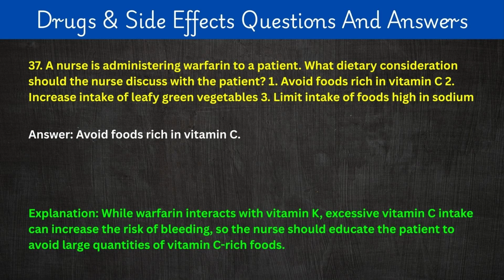37. A nurse is administering warfarin to a patient. What dietary considerations should the nurse discuss with the patient? 1. Avoid foods rich in vitamin C. 2. Increase intake of leafy green vegetables. 3. Limit intake of foods high in sodium. Answer: avoid foods rich in vitamin C. Explanation: while warfarin interacts with vitamin K, excessive vitamin C intake can increase the risk of bleeding, so the nurse should educate the patient to avoid large quantities of vitamin C-rich foods.